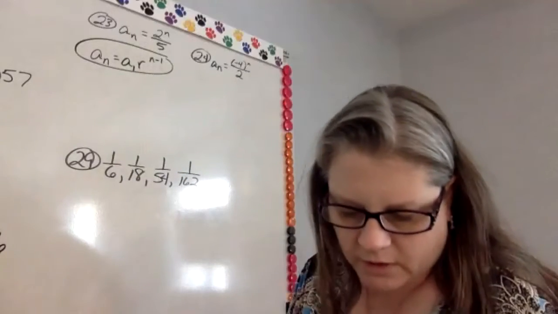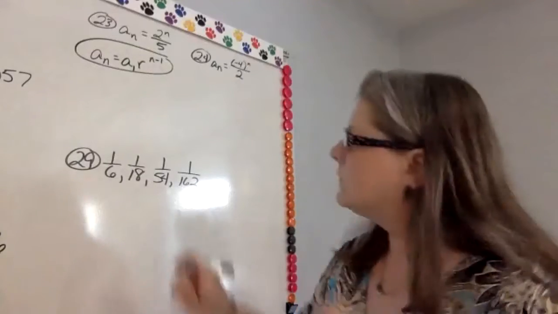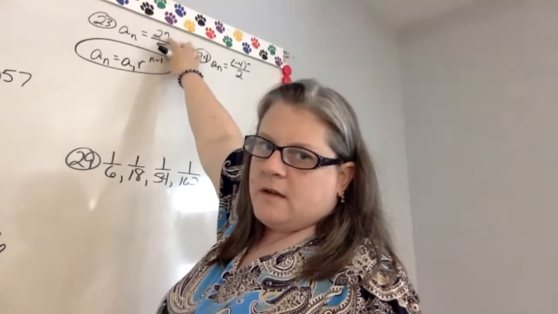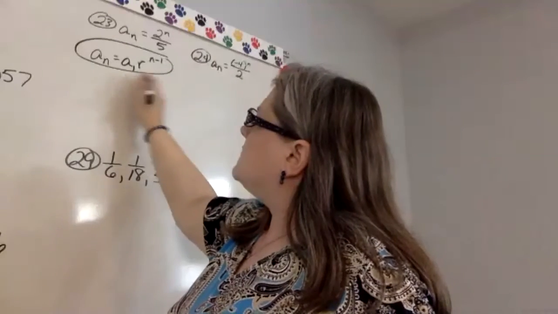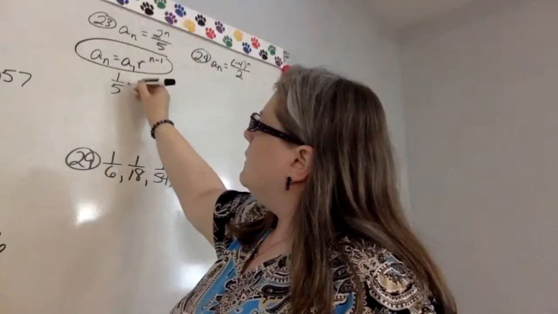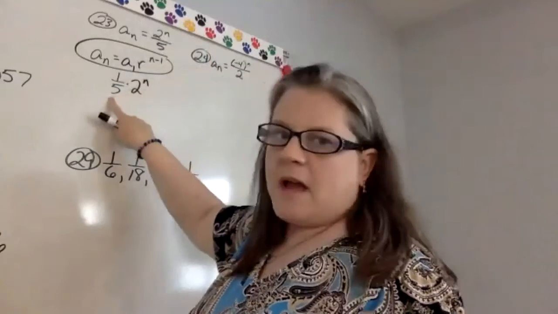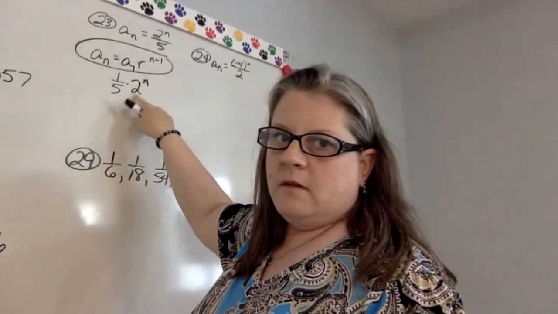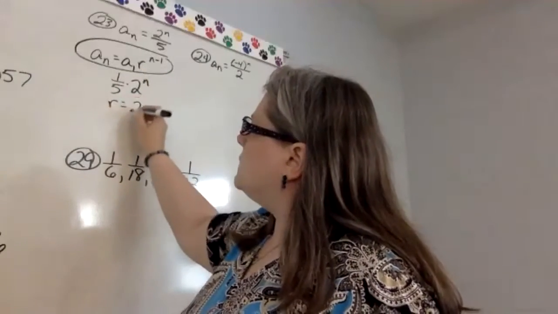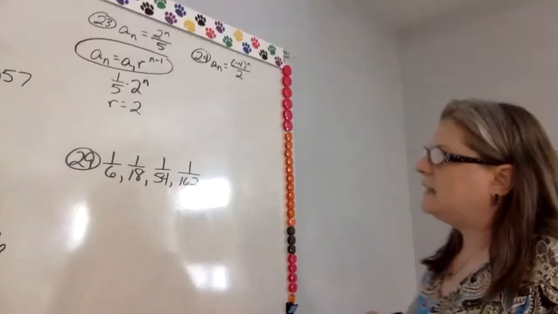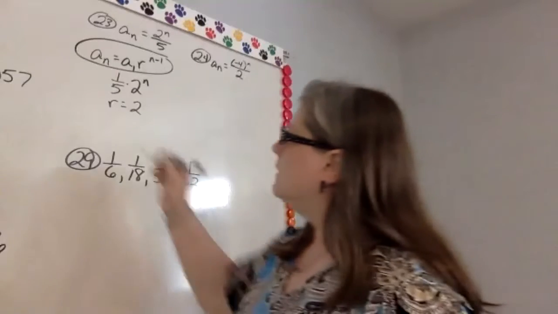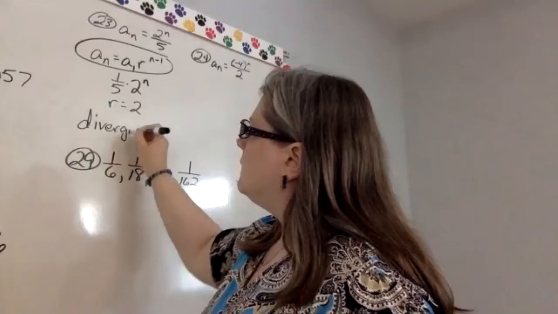So we're going to use that and rewrite our problem. This is what's raised to the power, the 2 right there. So I'm going to separate it into 1/5 times 2 to the n. This is my first term, and the R is equal to 2. So is that less than 1? No. So is it converging or diverging? Divergent. Right, diverging.